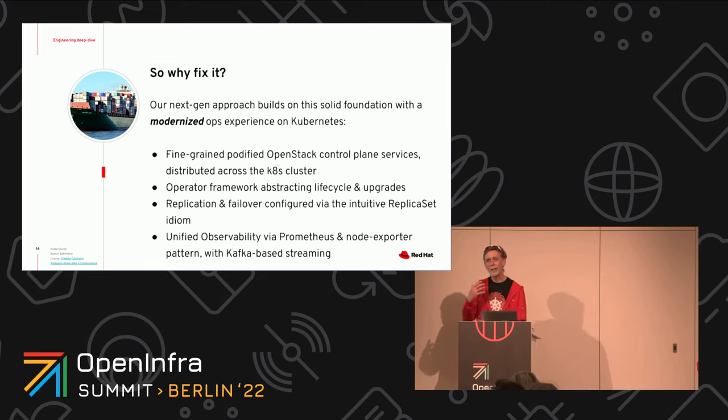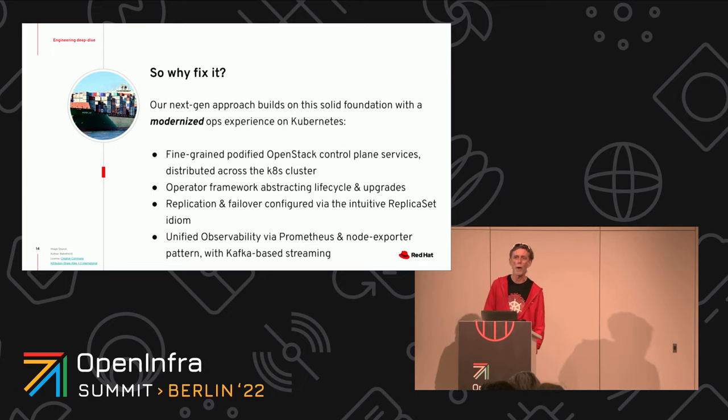We'll build on and leverage the simplicity of things like the operator framework in OpenShift for replication and failover. Instead of using very mature tooling like Pacemaker, which, you know, is kind of showing its age at this point, we use the simpler and more intuitive patterns around, for example, the replica set idiom in Kubernetes, right?